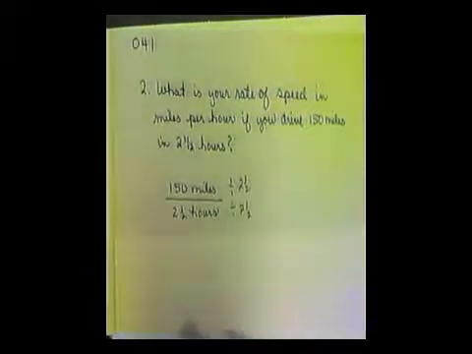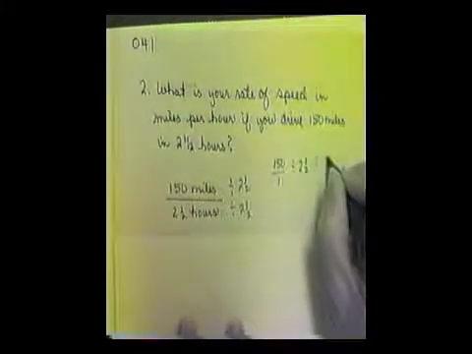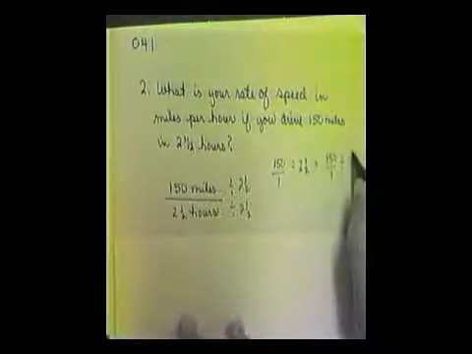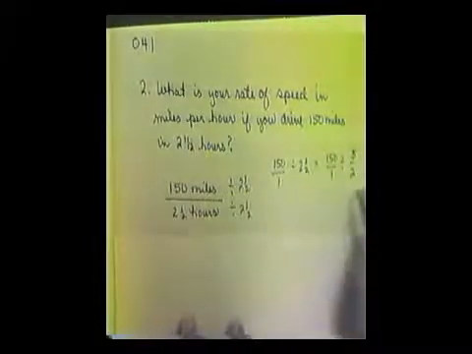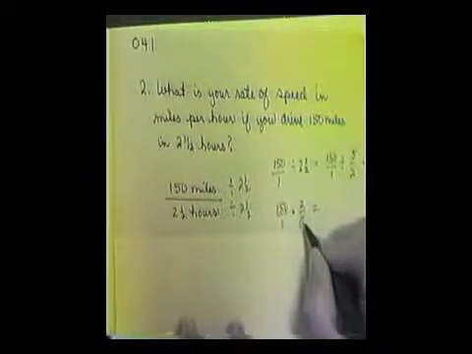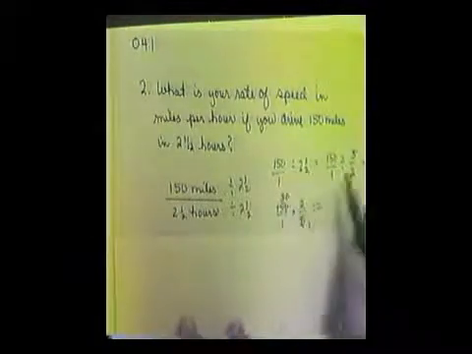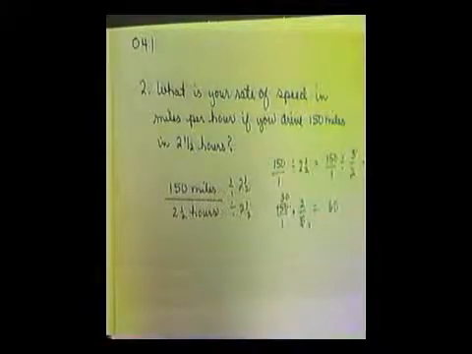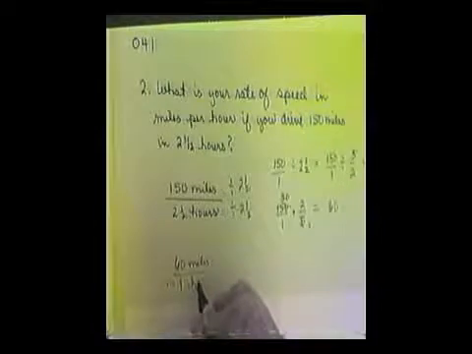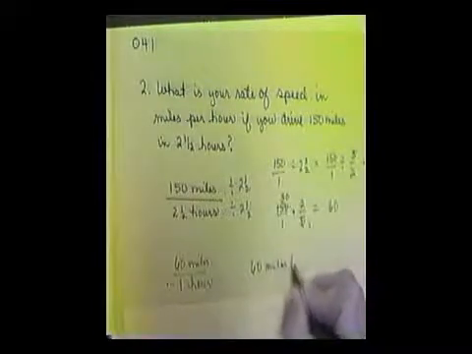To divide 150 by 2.5, that means we're going to get 150 over 1 divided by 2.5. Change 2.5 to an improper fraction: 2 times 2 is 4, plus 1 gives me 5 halves. Change division to multiplication, and we get 150 over 1 times 2 over 5. 5 will divide both 5 and 150. It divides 150 30 times. And then we get 30 times 2 is 60. So we end up with 60 miles per 1 hour, which we write as 60 miles per hour.